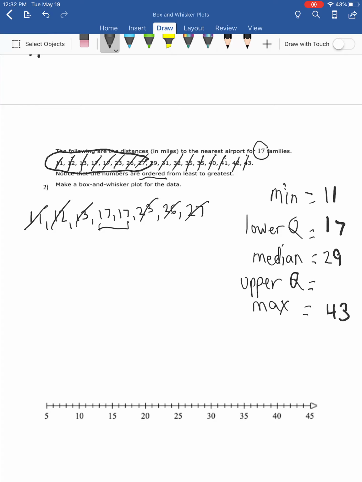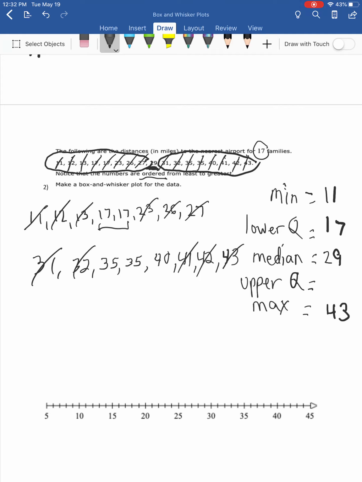For the upper quartile, we're going to take everything right of the overall median. The overall median was 29, so we're going to use all the values to the right of it, which are those. So we have 31, 32, 2 35s, 40, 41, 42, and 43. Let's get the median of those. We have 2 in the middle, so we're going to go 35 plus 40 divided by 2, which is going to be 37.5.